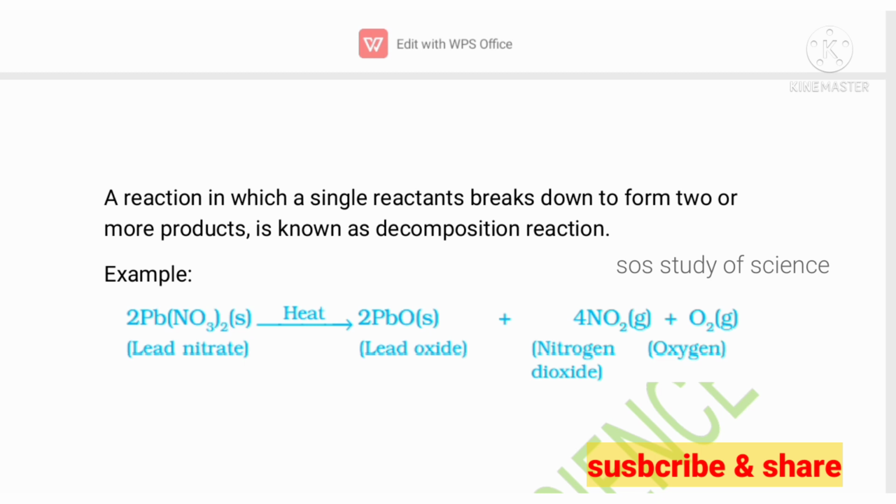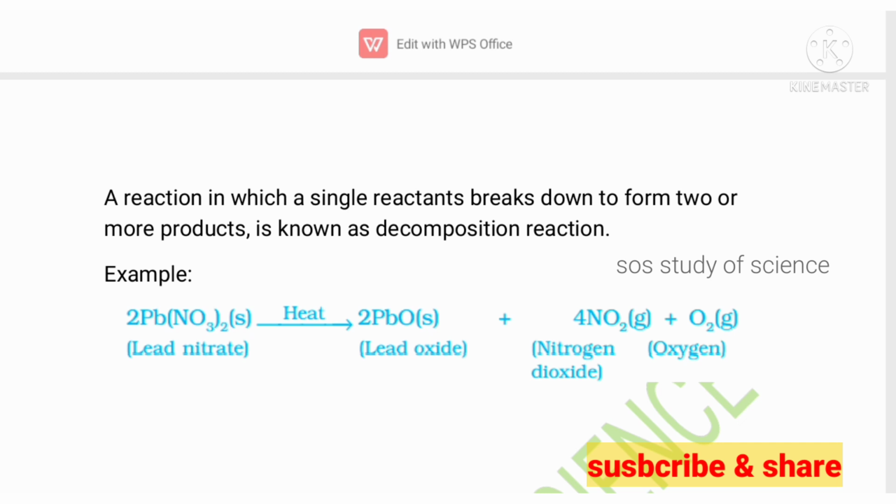See, apart from this, two more equations are there as examples for the decomposition, that is thermal decomposition reaction. The first one is heating the lead nitrate. The second one they have given is ferrous sulfate. When we heat the ferrous sulfate, we get ferric oxide, sulfur dioxide, and also sulfur trioxide. And one more they have given is calcium carbonate. When we heat the calcium carbonate, we get calcium oxide and carbon dioxide. All these three are examples of thermal decomposition, because we are supplying heat to break down a single reactant to form two or more products.